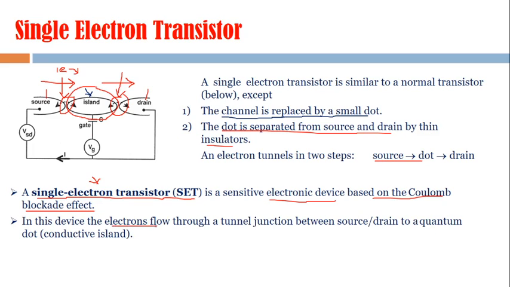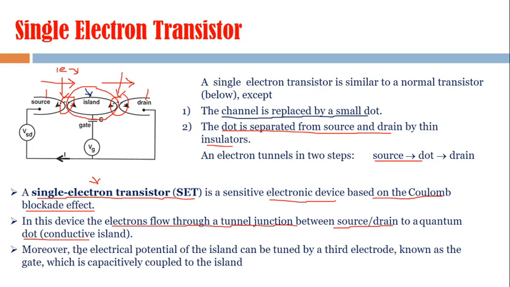The electrons in this device flow through a tunnel junction from the source to a quantum dot, and then from the quantum dot to the drain. Moreover, there is an electric potential barrier which hinders the movement of carriers from source to island and from island to drain. In a conventional transistor there is also a barrier in the structure, and that barrier is modified with the help of the gate voltage. Here also a barrier exists, the tunneling barrier, and it has an electrical potential. If an electron wants to cross from source to island, it must first cross that potential barrier, and this barrier can be tuned by a third electrode, the gate electrode.